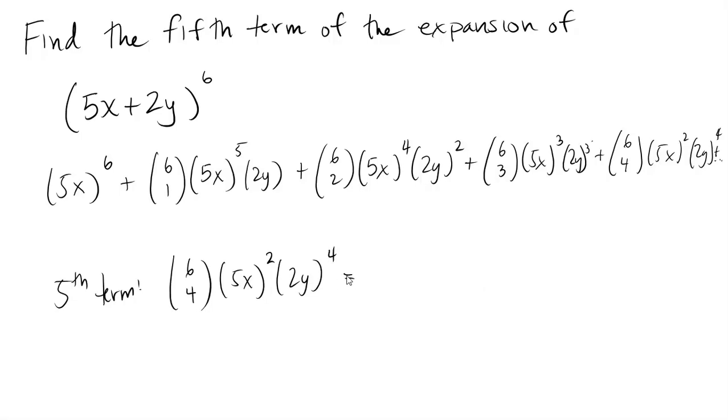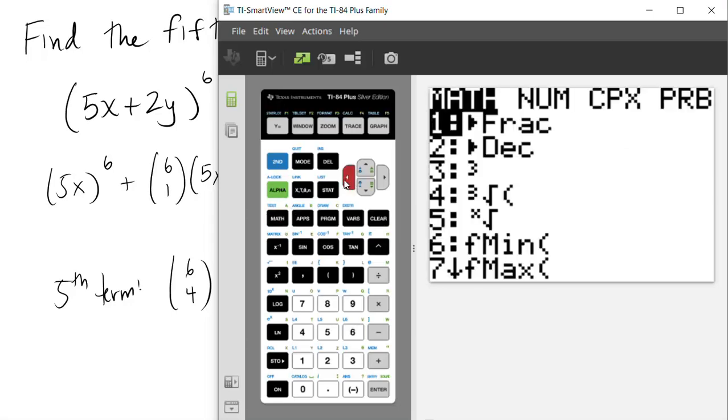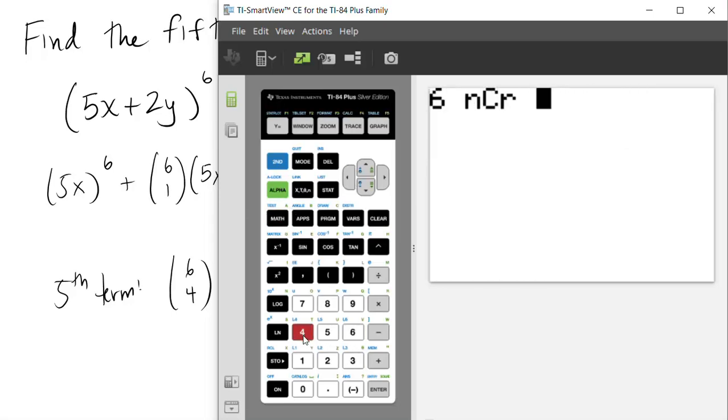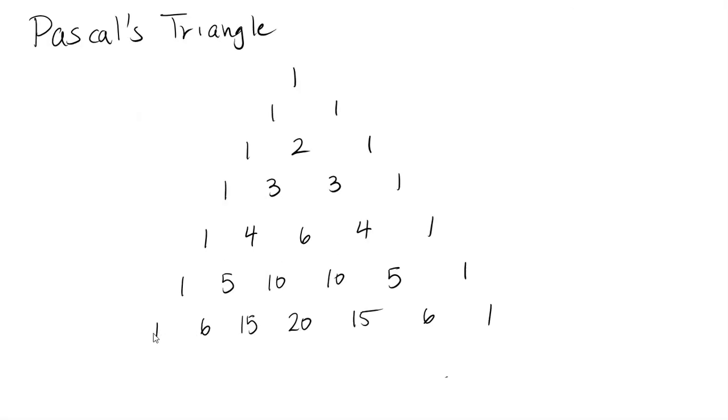So 6 choose 4. I can do that with the calculator. 6, math, scroll to probability, choice 3, 4, enter. 6 choose 4 is 15. We've actually already calculated this once. We also could have gone back to the triangle. We want 6 choose 4. Be careful, this is not 6 choose 1. 6 choose 1 is right here. So 6 choose 1, 6 choose 2, 6 choose 3, 6 choose 4 is 15.